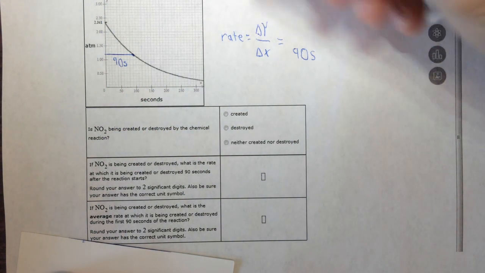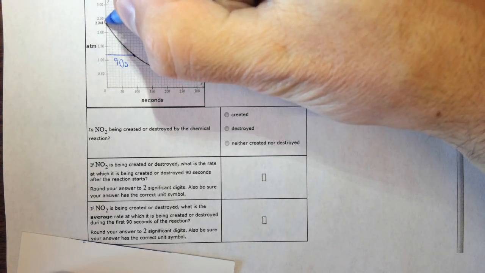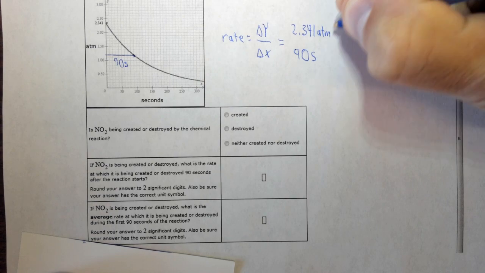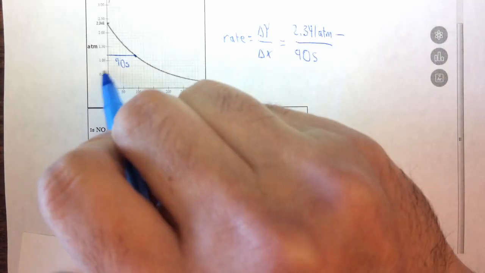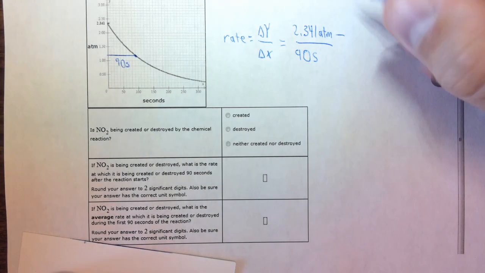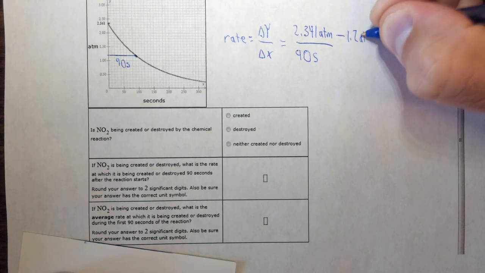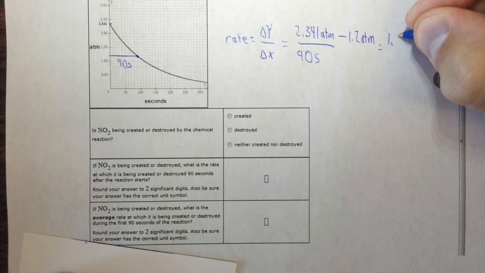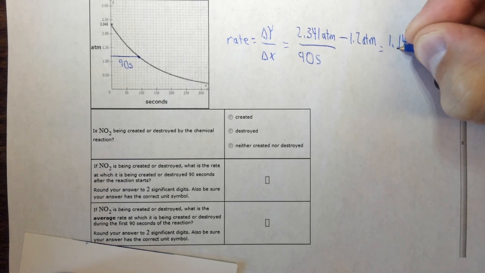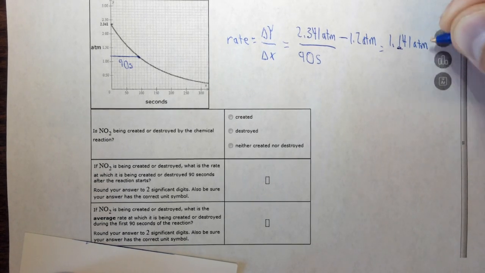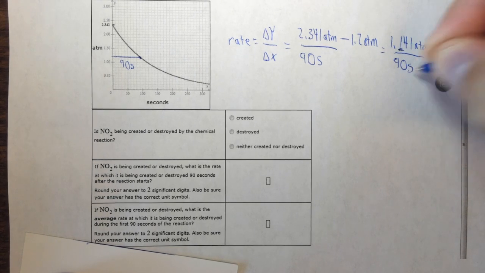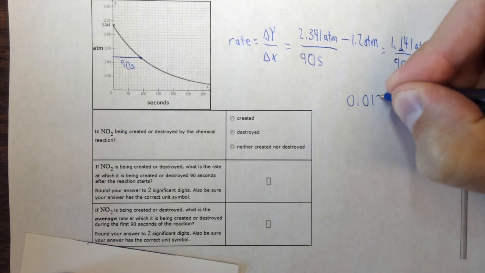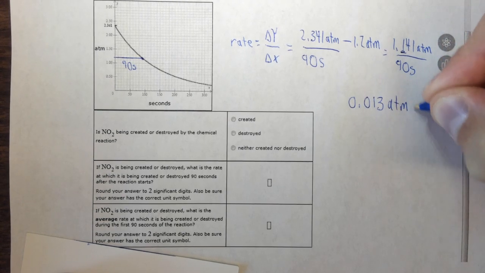But now I need to find delta y. Well, it's 2.341 atmospheres minus, that looks like about 1.1, 1.2 atmospheres, which is 1.141, probably this is a sig fig, atmospheres divided by 90 seconds. When you do the math, you get 0.013 atmospheres per second.